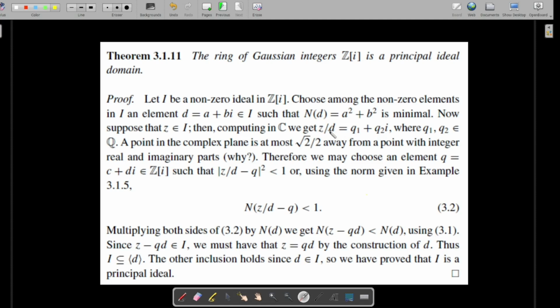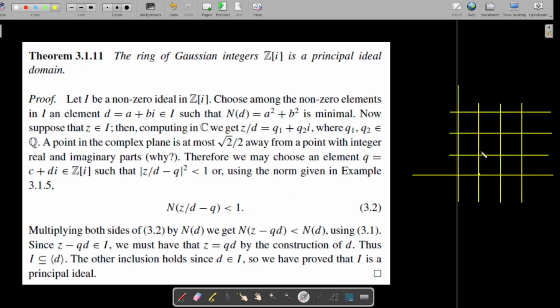But when you divide z by d, the answer will be q1 plus q2 i, where q1 and q2 belong to Q. There may be some rationals occurring here. So in the complex plane, actually, the intersection points here are 1, 2, 3, etc. Here also 1, 2, 3, etc.